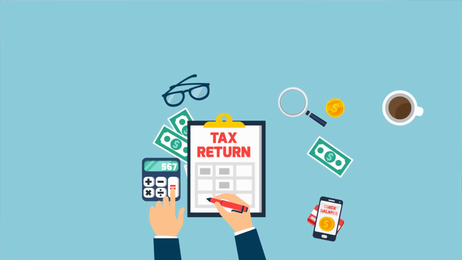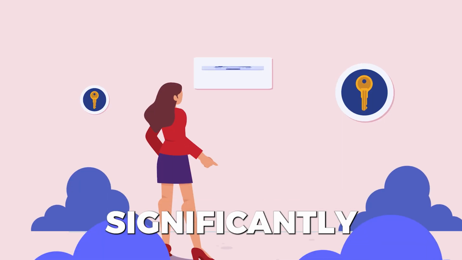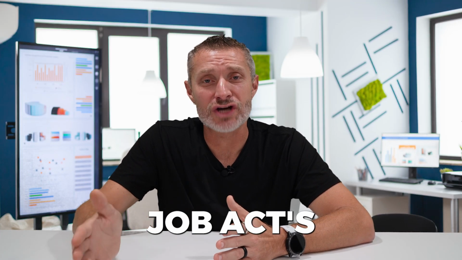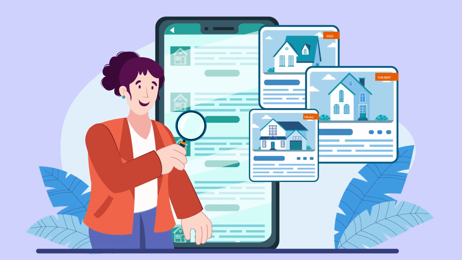Tax policies and deductions. The president has more direct influence over tax policies, often working with Congress to pass reforms. Changes to tax deductions, such as those for mortgage interest and property taxes, can significantly impact housing affordability as well as demand. In 2017, the Tax Cuts and Jobs Act limited deductions for state and local taxes, otherwise known as SALT. This impacted home affordability in high-tax states and altered incentives for buying homes.